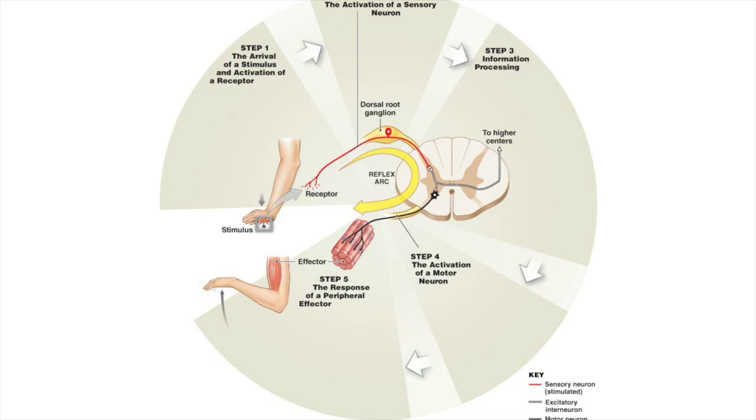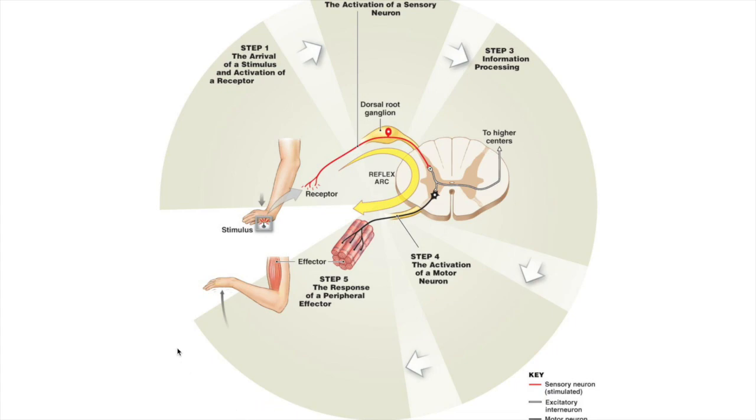Next thing we're going to talk about are reflexes. Reflexes are rapid, they are automatic, and they are responses. So a reflex is a rapid automatic response. That's the simplest definition I can come up with. And you need to know the parts of a reflex arc.